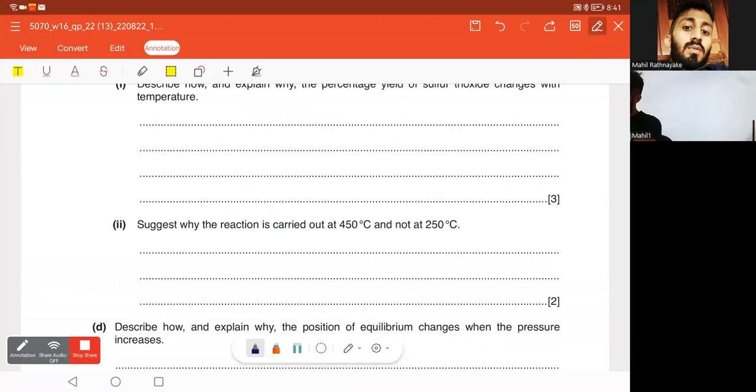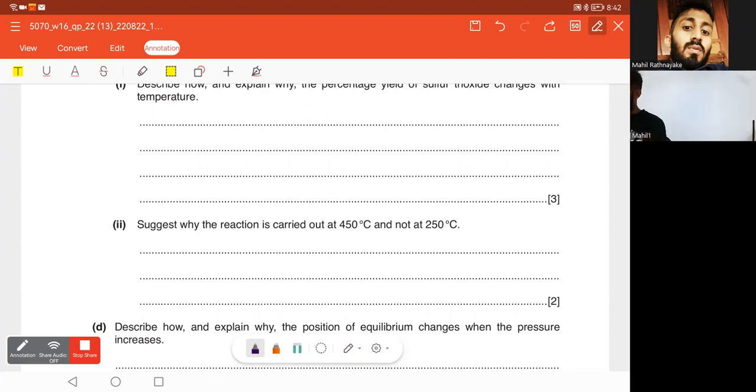So the position of equilibrium shifts to the left-hand side. What is the position of equilibrium? The position of equilibrium gives you an idea whether the concentration of reactants and products increases or decreases. If the reactant side increases, we say the position of equilibrium shifts to the left-hand side. Did you do the reversible reactions lesson at school?